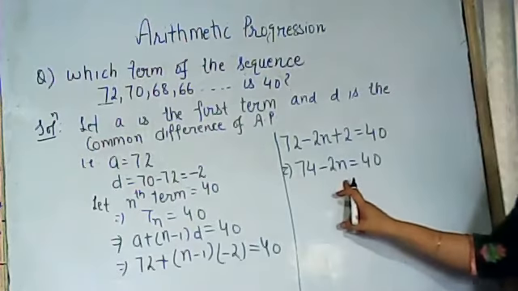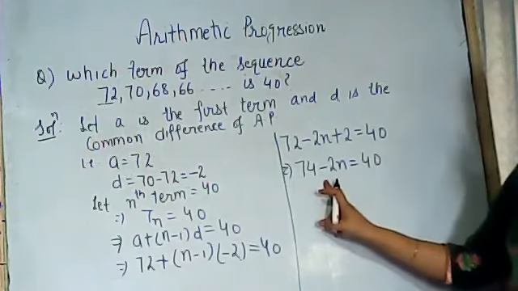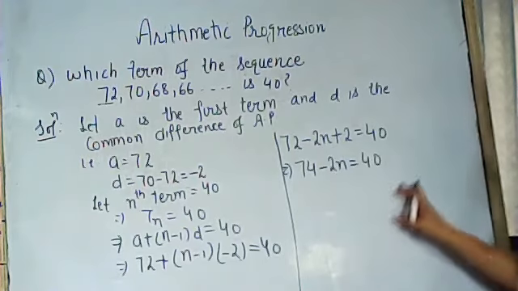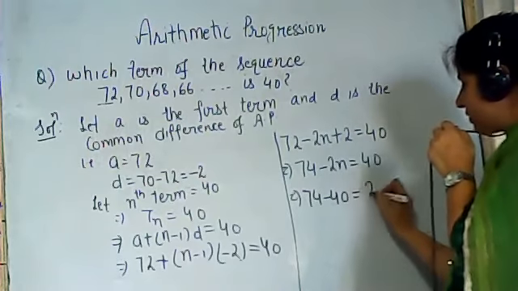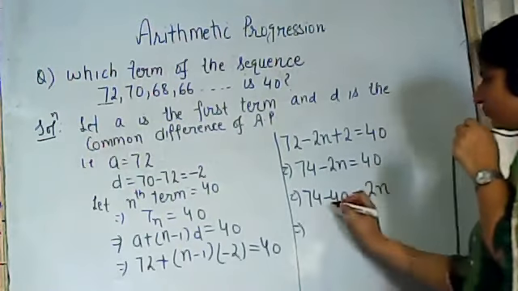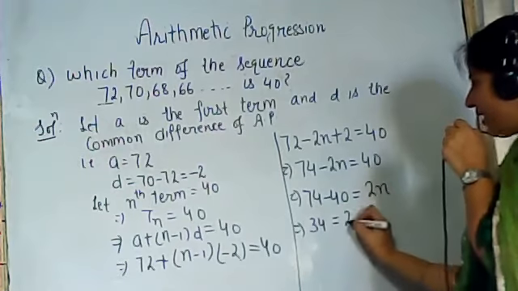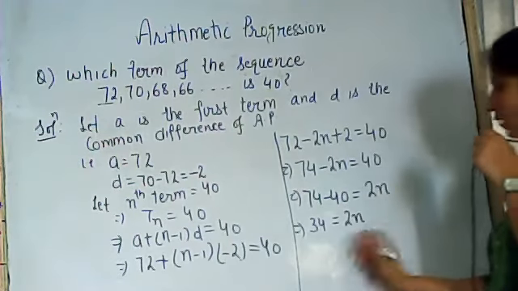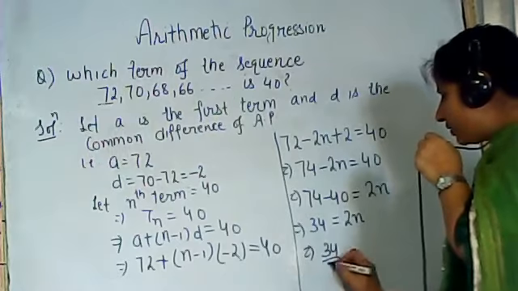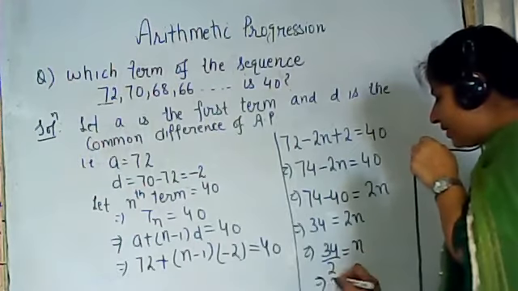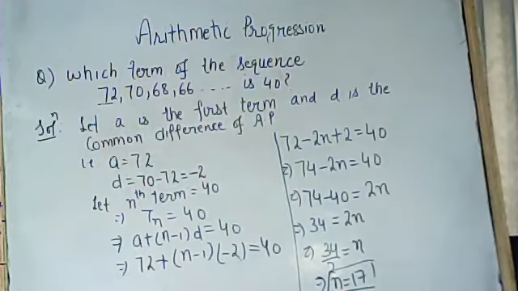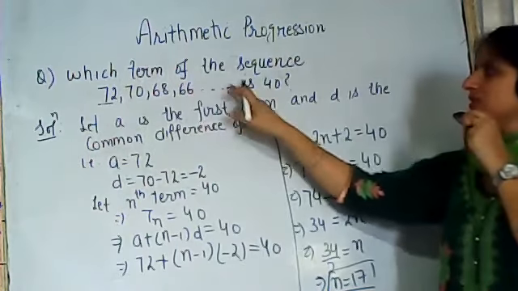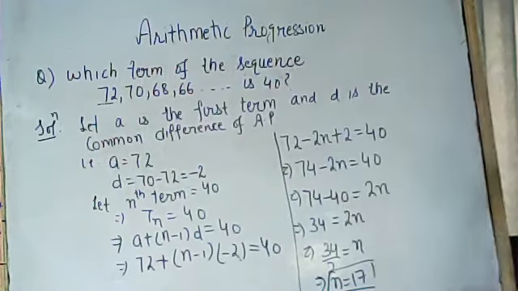Now, since we want to calculate the value of n, take the constant term on the left hand side and the term with the variable on the right hand side. It means 74 minus 40 is equal to 2n. 74 minus 40 is equal to 34. And the right hand side is 2n. Now we want to get the value of n. So 34 by 2 is equal to n. That is, n is equal to 17. Hence, we can say the 17th term of this sequence is equal to 40.